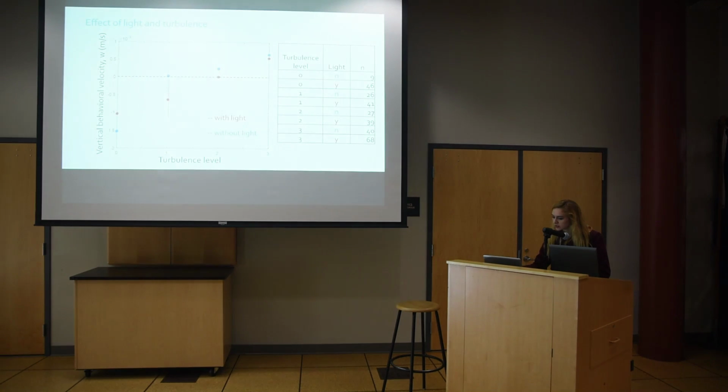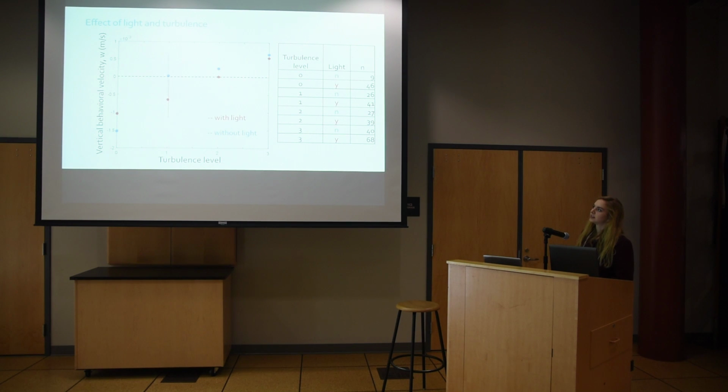So our results, the effect of light and turbulence. Each point on this graph in red indicates a set of data taken with light, and each point in blue indicates a set of data taken without light. The vertical axis indicates the behavioral velocity that we just calculated. Again, above 0 is swimming upward, below 0 is swimming downward. And then the horizontal axis indicates the turbulence level that we were testing it at.